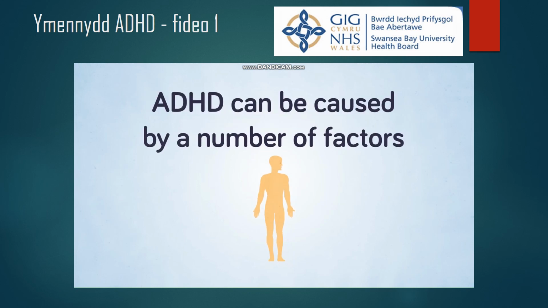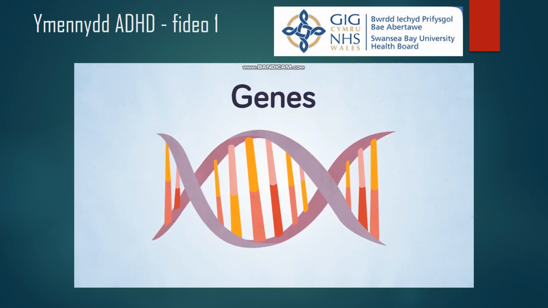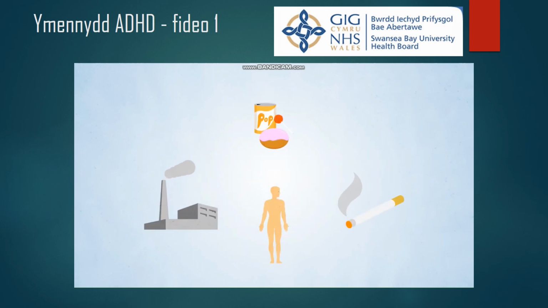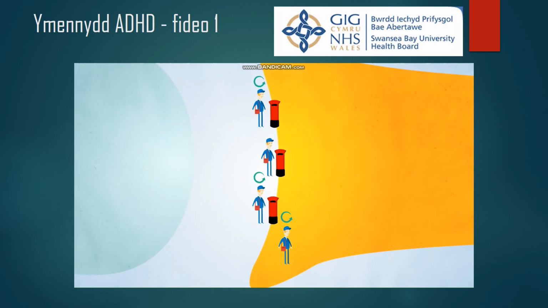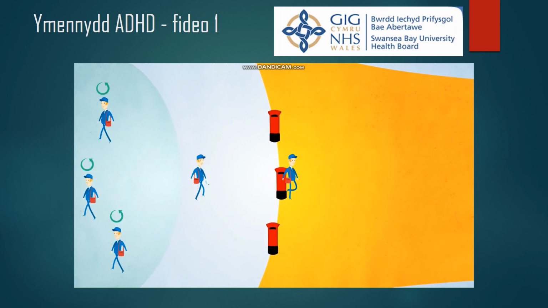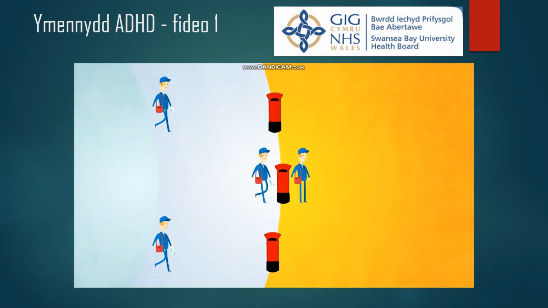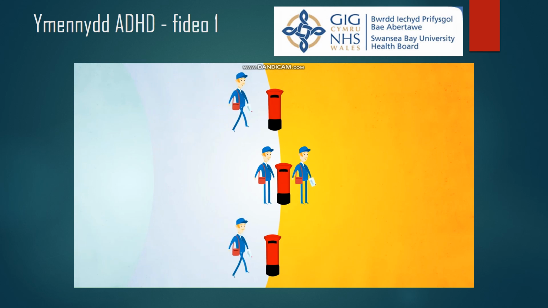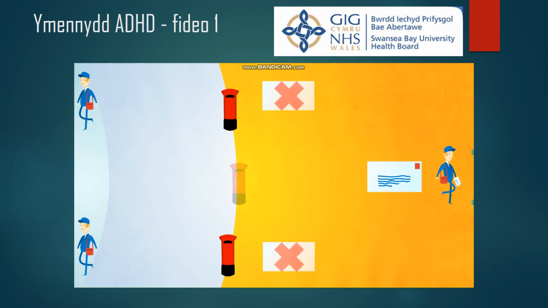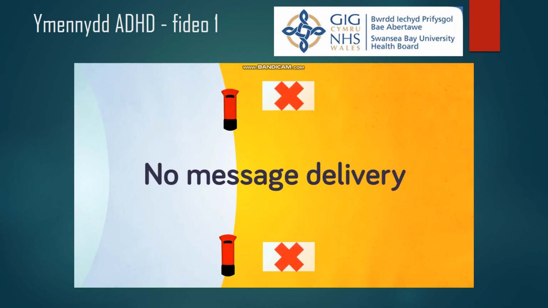ADHD can be caused by a number of factors. It is often inherited in our genes and is also influenced by the environment. The ADHD genes speed up recycling of the postman so that more postmen get back into the nerve cell. As a result, there are not enough postmen left on the bridge to deliver letters to the next nerve cell. This causes a chemical imbalance in the brain, disrupting the delivery of the message, or letter.